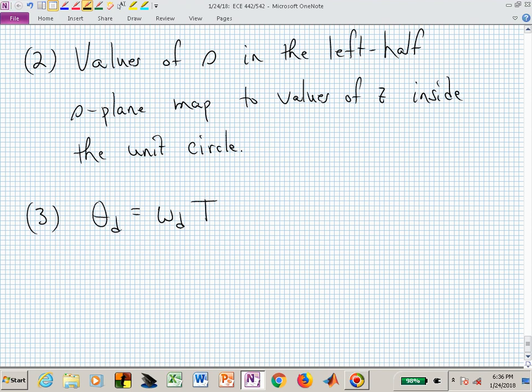We defined this new variable, theta sub d, which was this product of omega sub d and capital T. Theta sub d is actually some angle. What are the units on these variables? Let's start with T. That one I've told you today, I hope. This is seconds per sample. What about omega sub d? Well, that's radians per second.